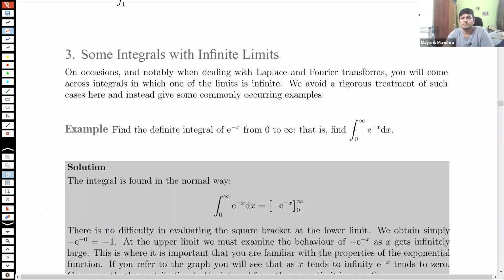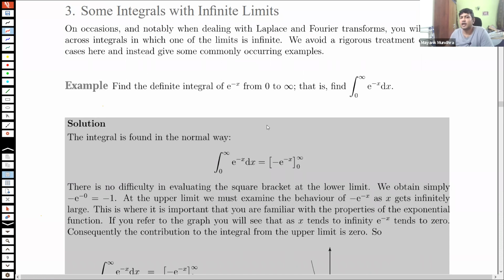Now, sometimes you have functions which have integrals with infinity as a limit. So, for example, the integration of e to power minus x dx. From the table that I have, I know that the integration of e to power minus x dx is minus e to power minus x.